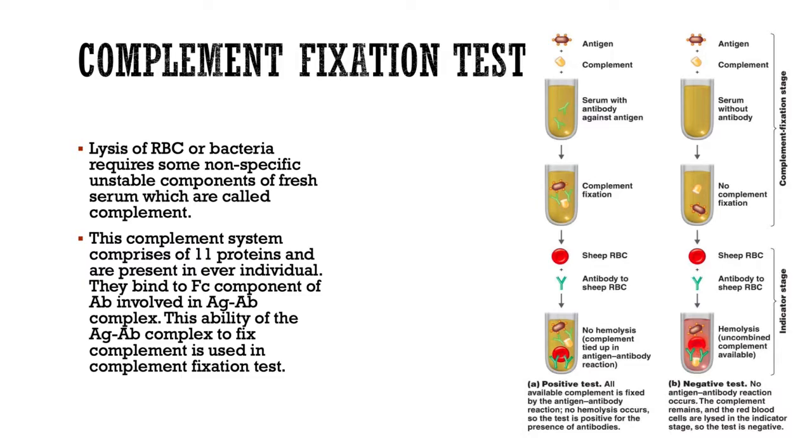But in the second case, what is happening? There is no complement fixation because no serum antibody was present there, so the sheep RBC along with the antibody to sheep RBC will not give a positive test. There will be lysis of the RBC by the remaining complement in the indicator stage. So the test is called a negative test.